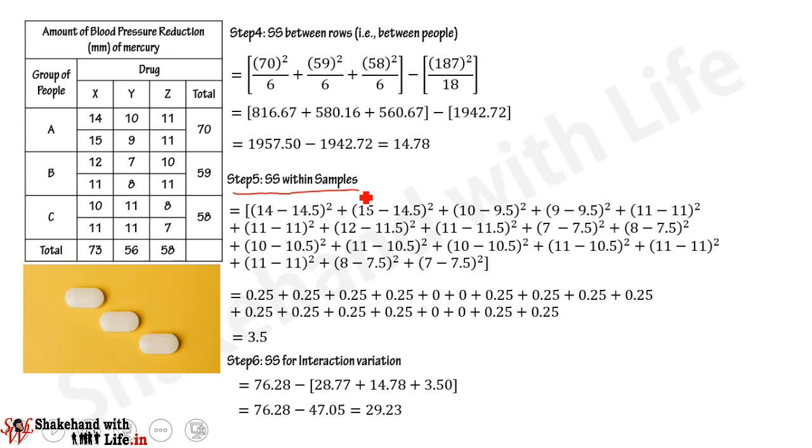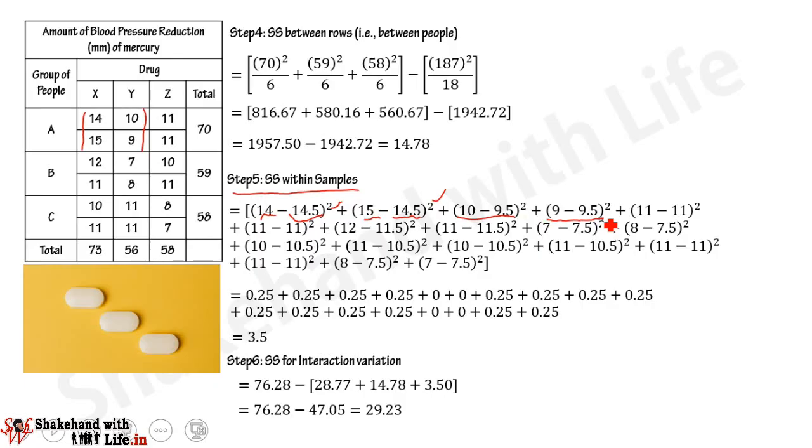For X, we take two values, so 14 and 15. First we calculate the mean of these two values. So the mean of these two values is 14.5. Now subtract 14.5 from 14, and then subtract 14.5 from 15, and then square it, right? So here we have the square, right? Similarly we do for 10 and 9 in group A. So here we have 10 minus 9.5 square and 9 minus 9.5 square.